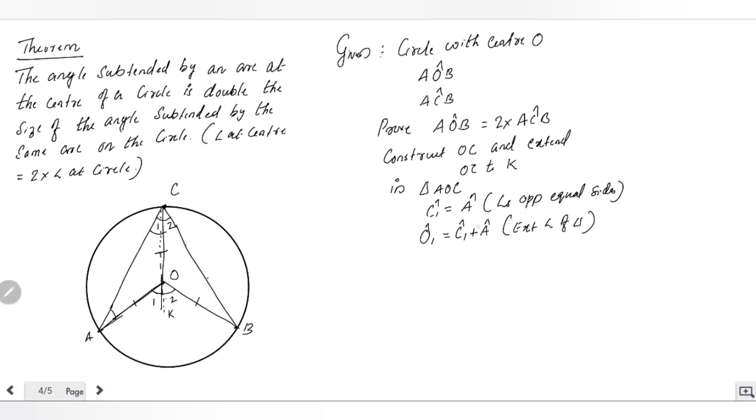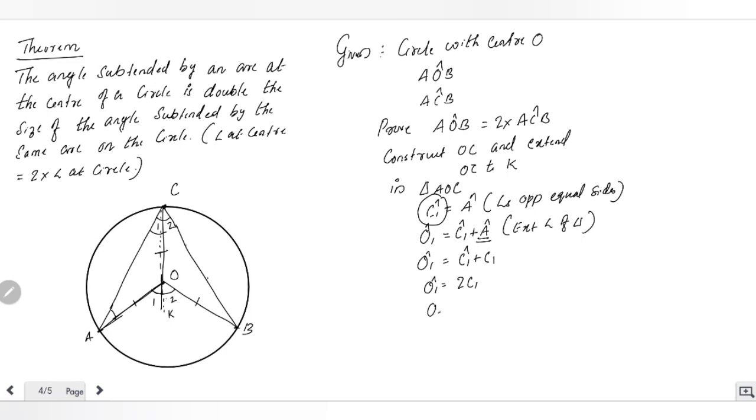Now instead of A, I can put what? Instead of A, I can write C1 because they are the same. That is O1 is equal to C1 plus again C1. That is O1 is equal to 2C1. Do you agree that? Okay.